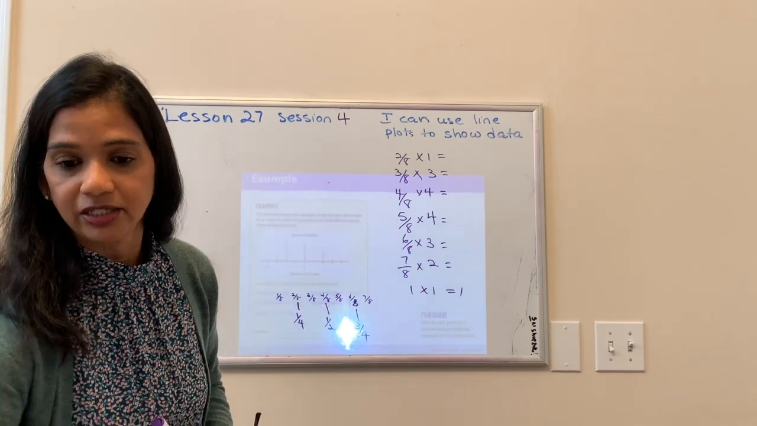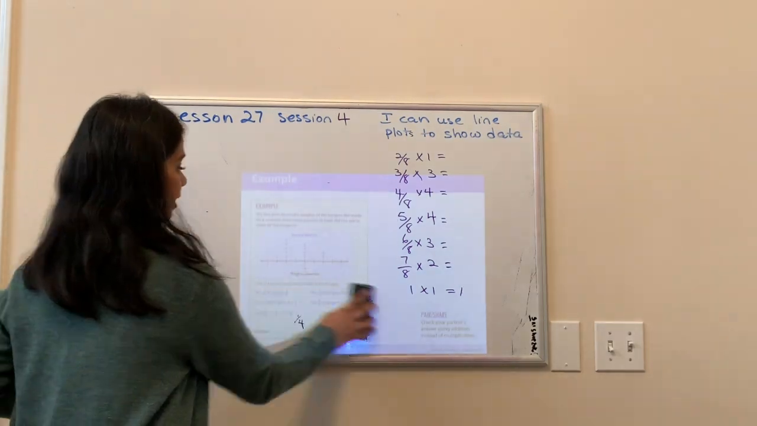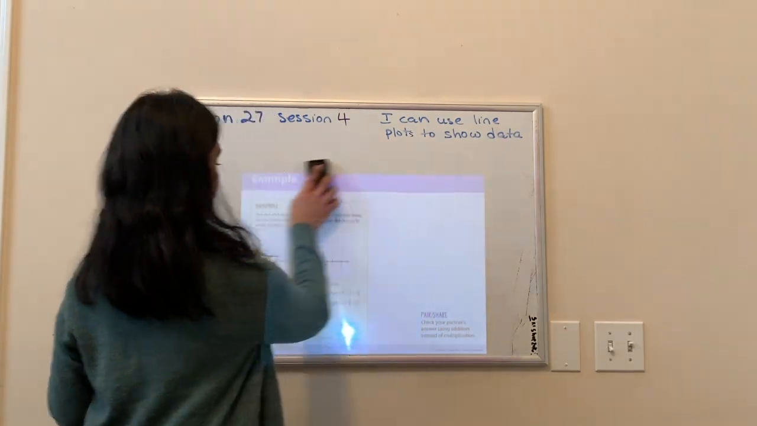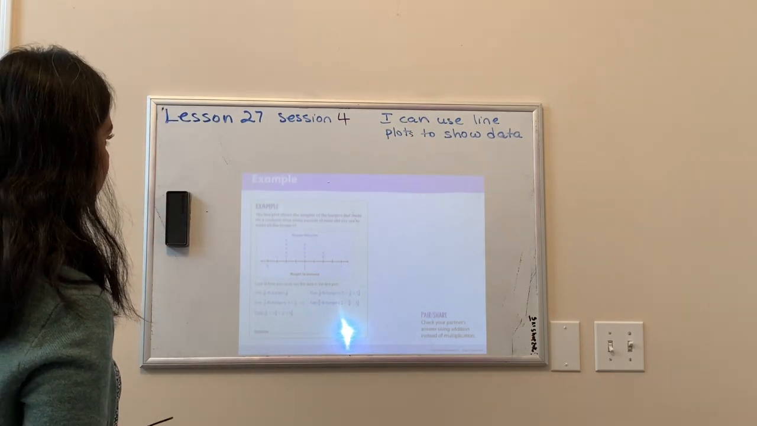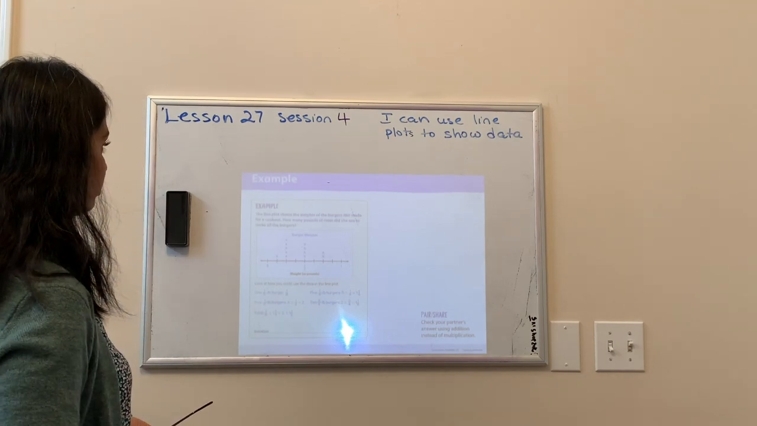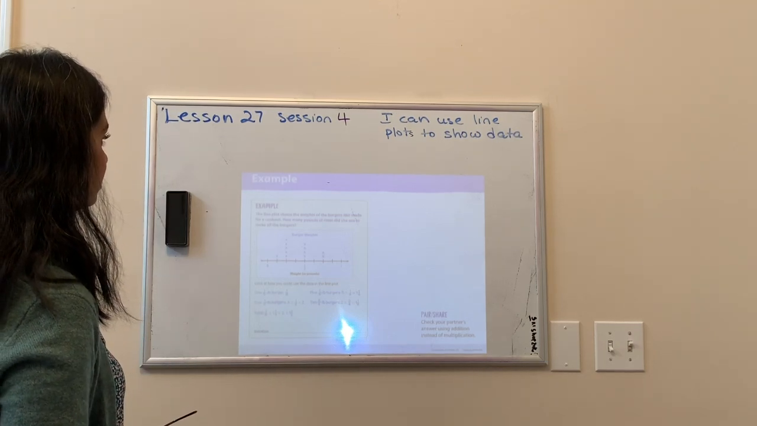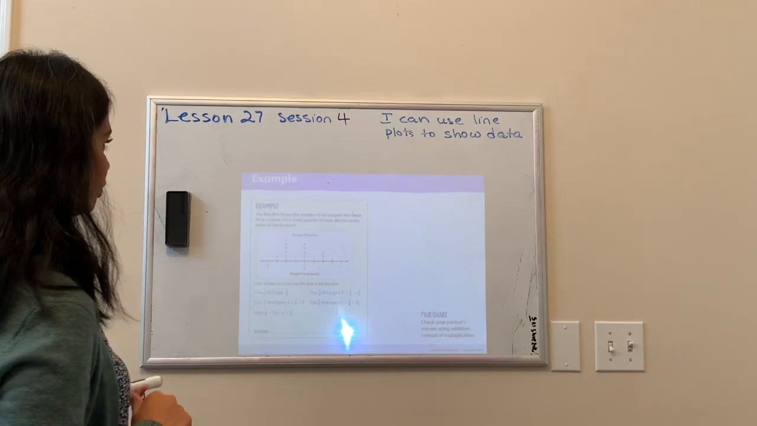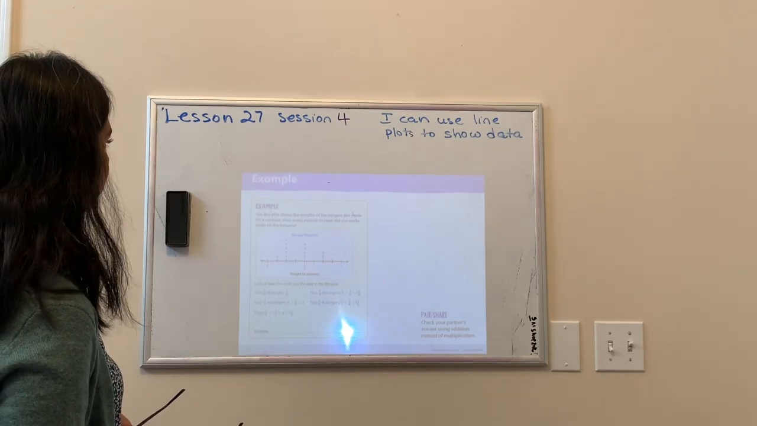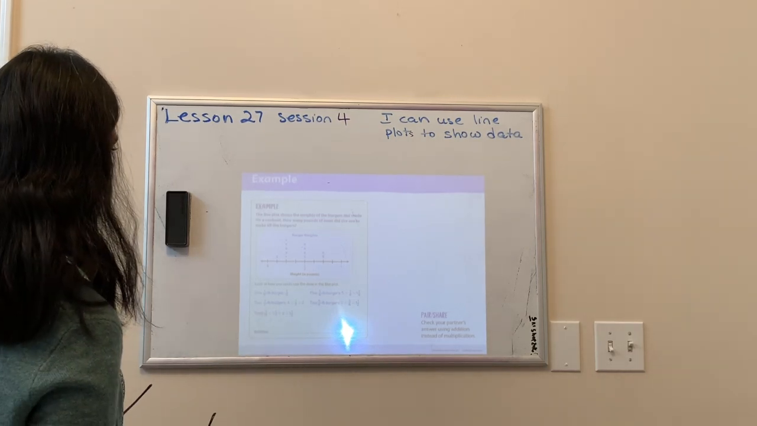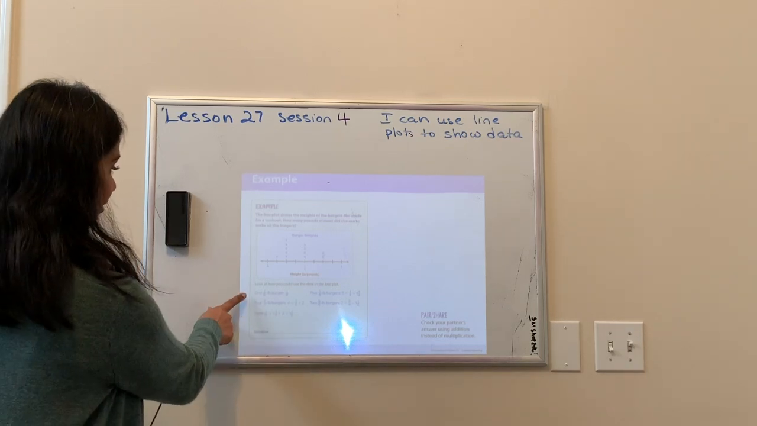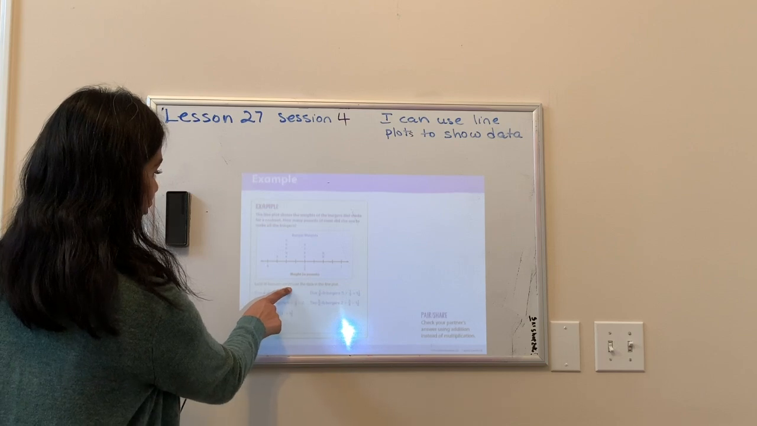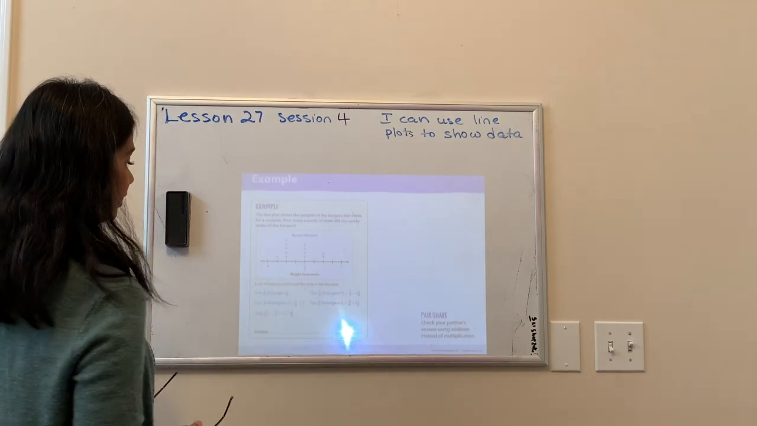Okay, let's go to the next one. Let's look at this example. The line plot shows the weights of the burgers Mel made for a cookout. How many pounds of meat did she use to make all the burgers? All right, so we need to add. So let's look at this example. Look at how you could use the data in the line plot.